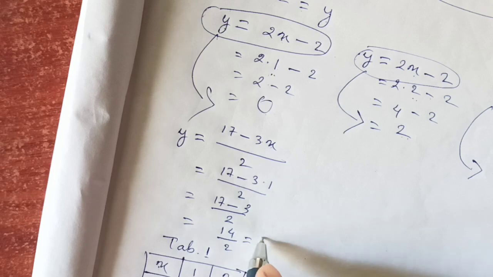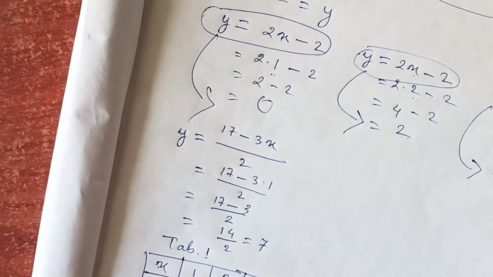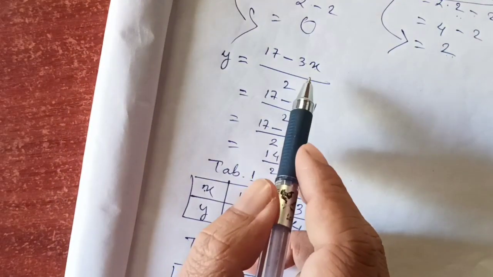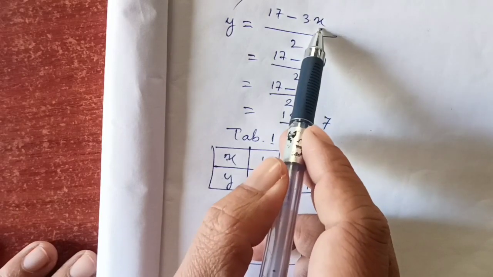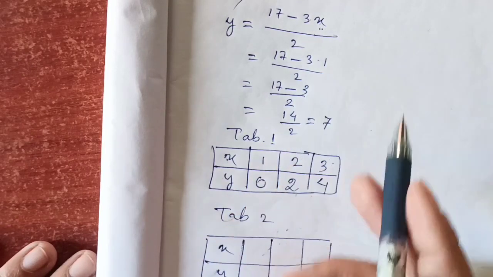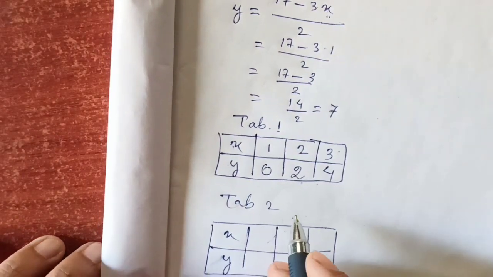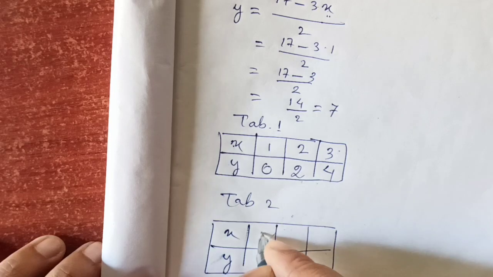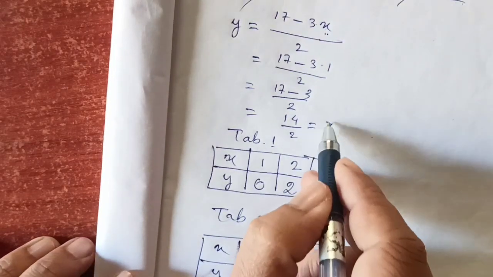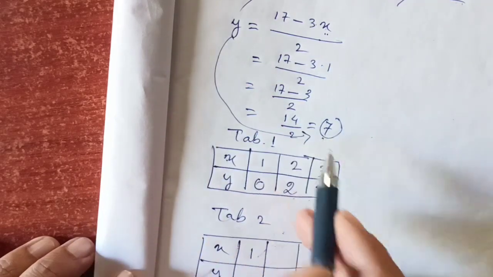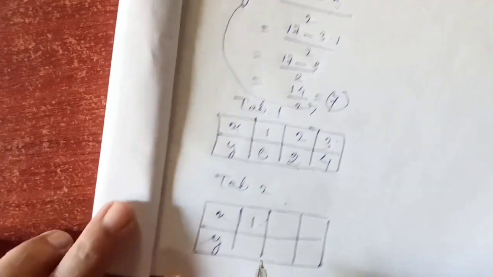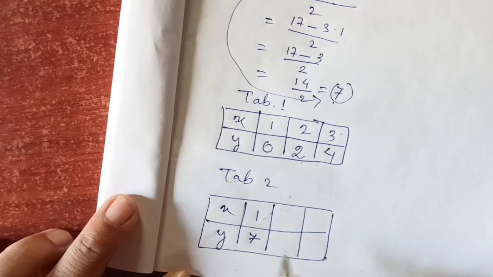It is clearly known that 14, if it is divided by 2, we get 7, because 2 sevens are 14. So x below, what did we write? Instead of x, we write 1. So at last we get the answer as 7. So this 7 is the value of y. So y value is 7.